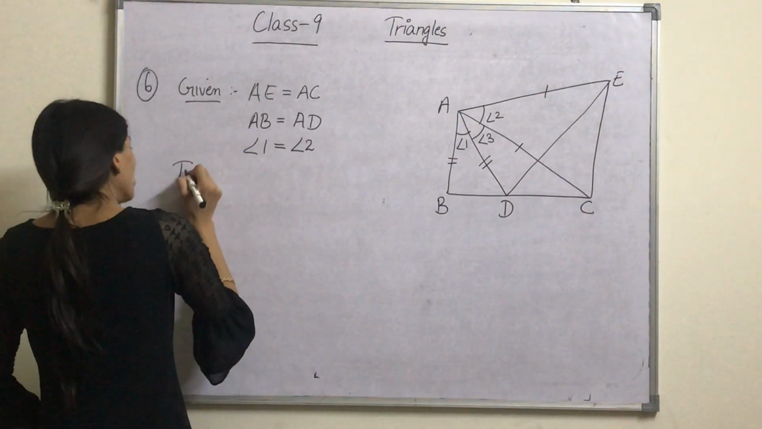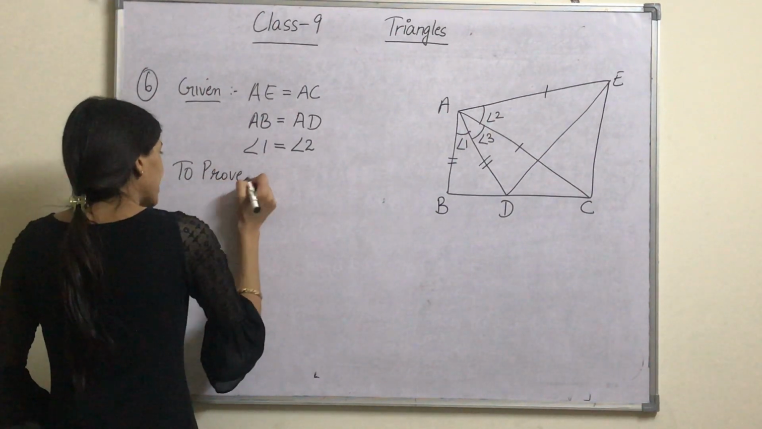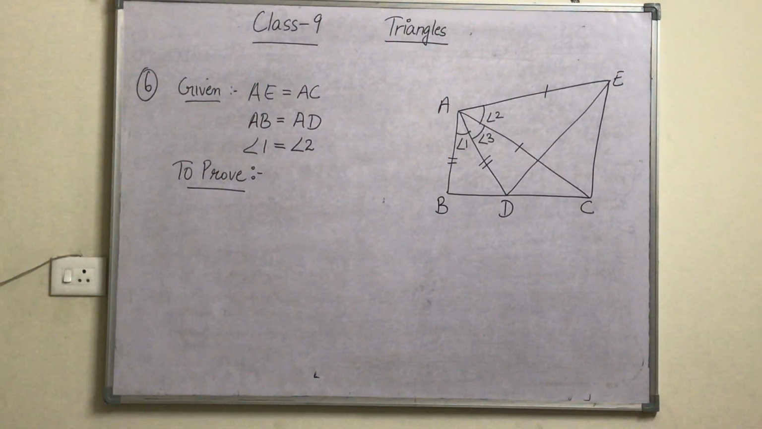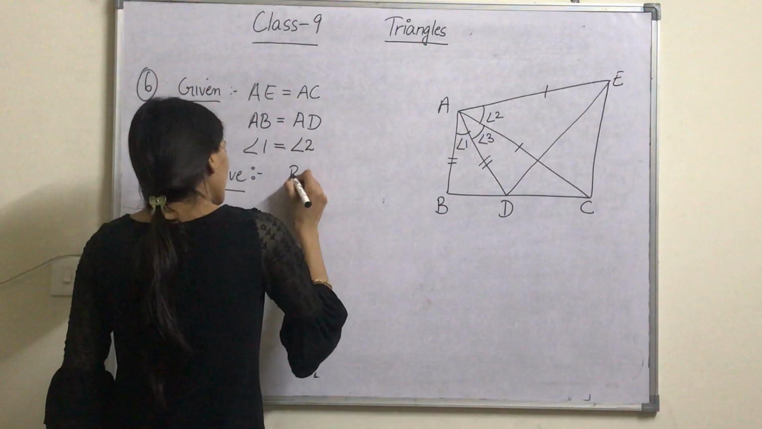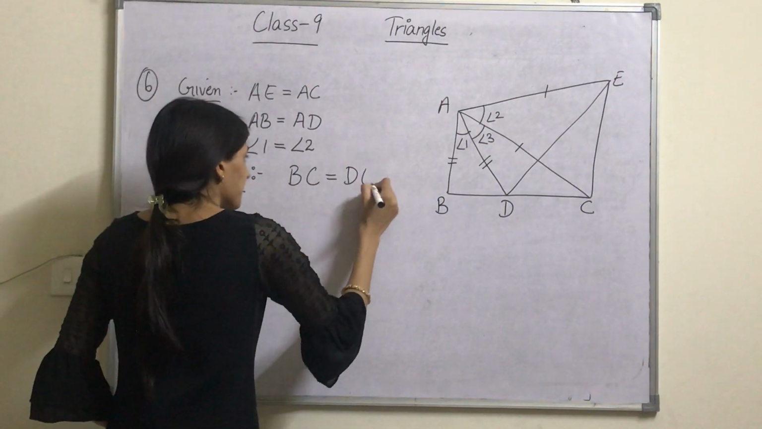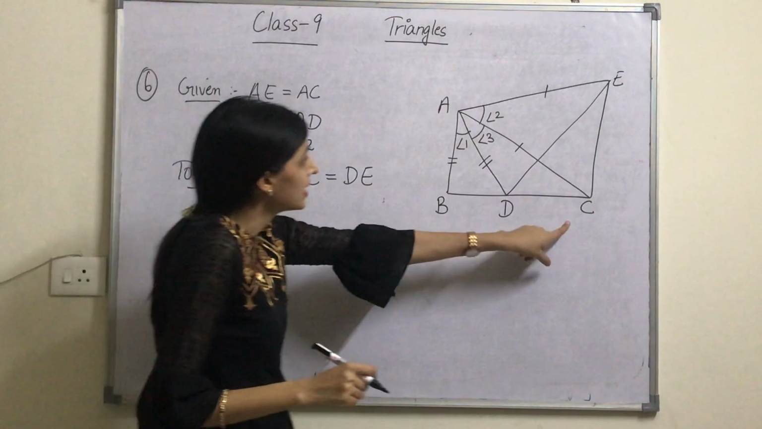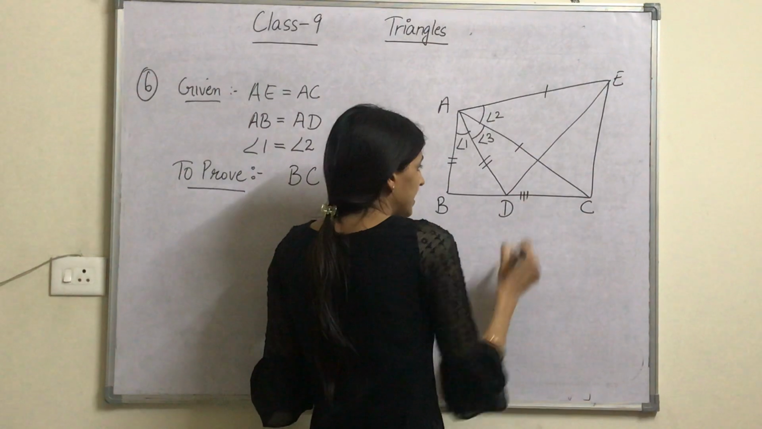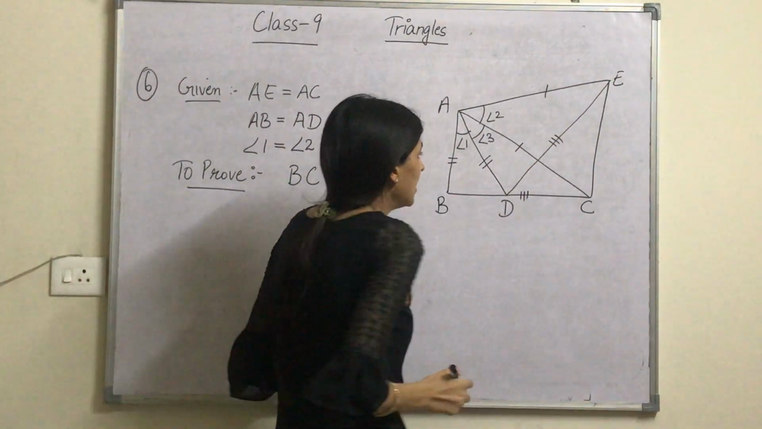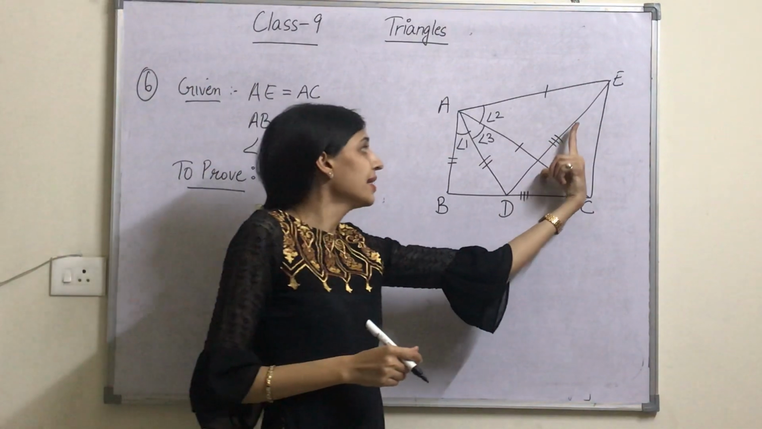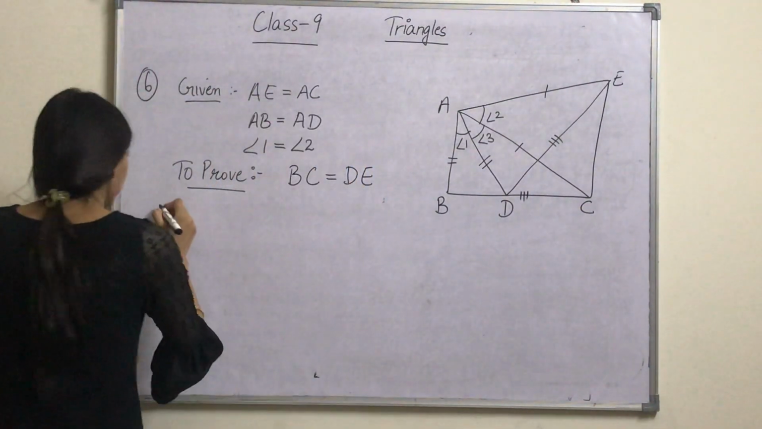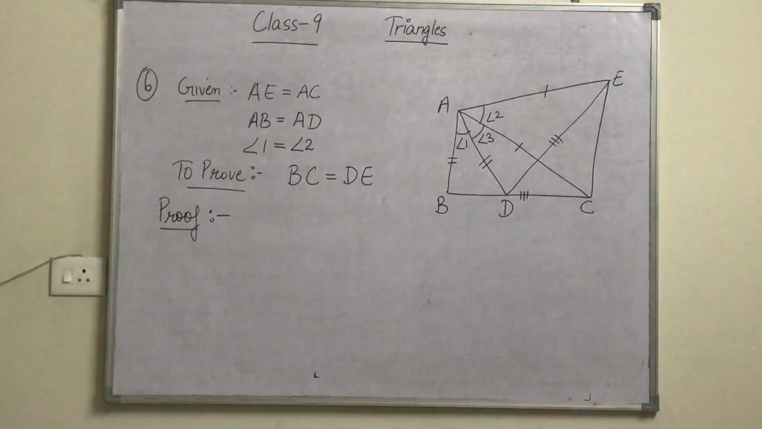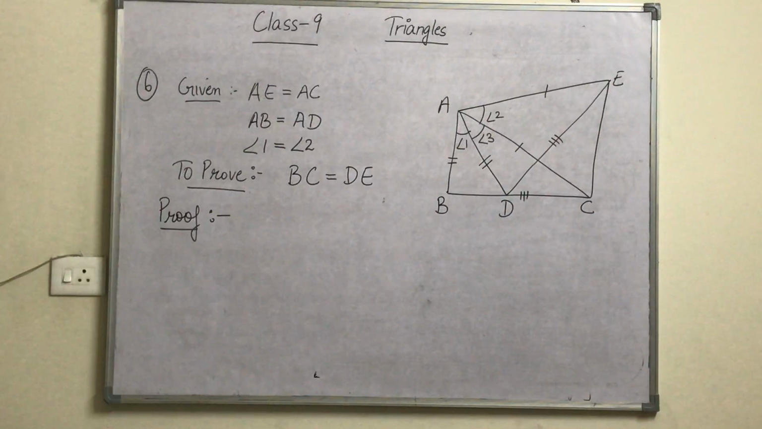And what you have to prove? You have to prove BC equals to DE. BC and DE, these both are equal. You have to prove these two lines are equal to each other. Right? So let's start.